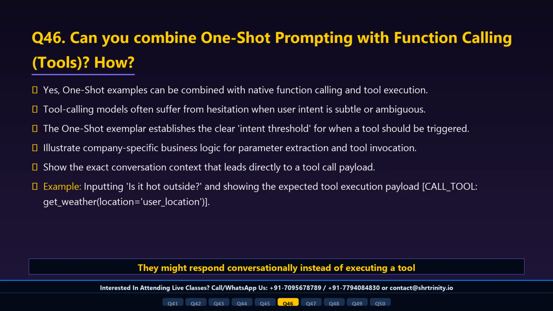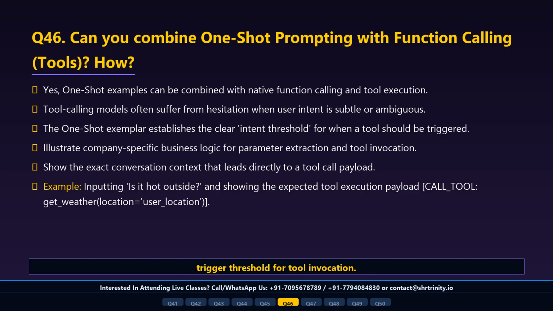In your prompt, you include a single conversation turn that illustrates a user query alongside the resulting tool call. This explicitly teaches the model how aggressive or proactive it should be when deciding to invoke a tool versus asking a follow-up question. Let's walk through our specific example.